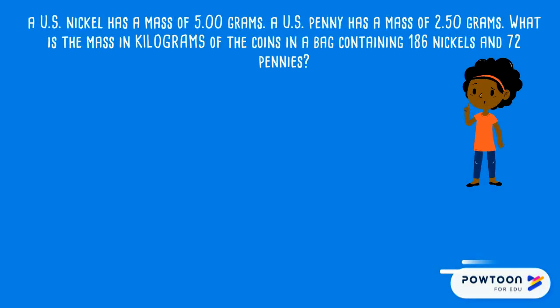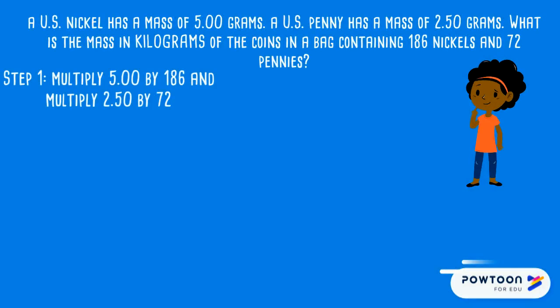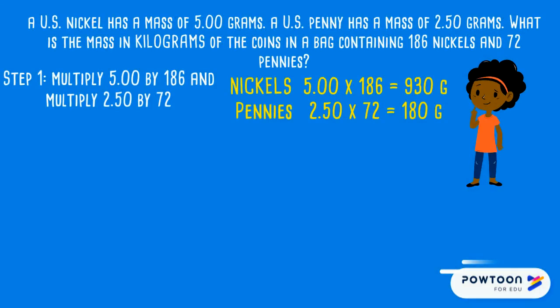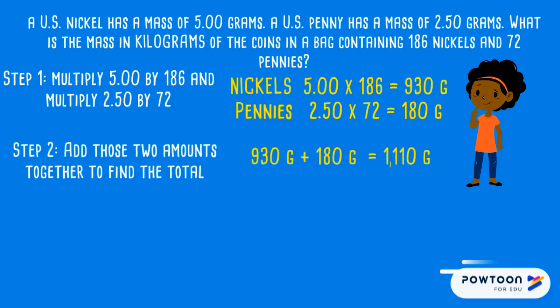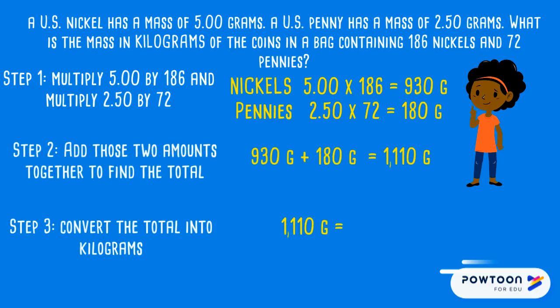First, I would multiply 5 and 186 to find the mass of the nickels. Then I would multiply 2 and 50/100ths by 72 to find the mass of the pennies. After that, I would add those two amounts together, and finally, I would convert that from grams to kilograms.